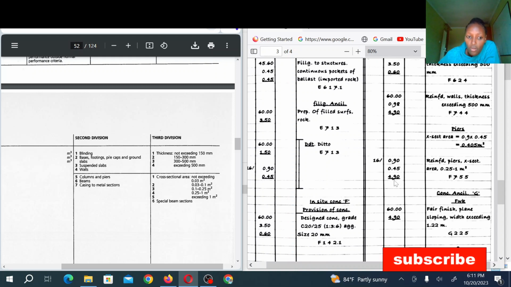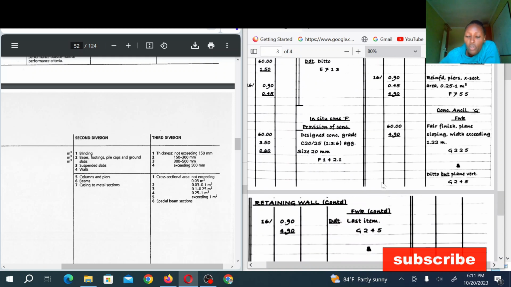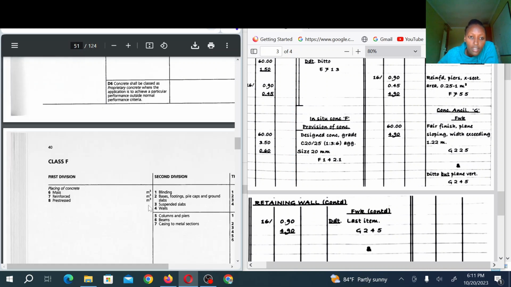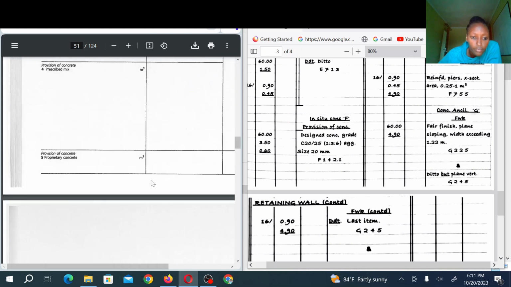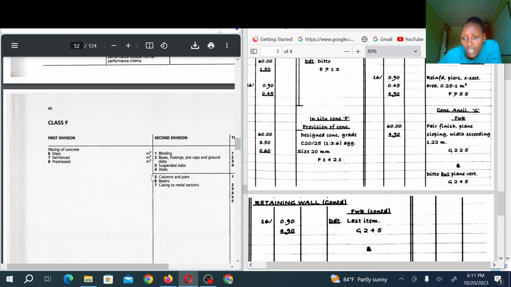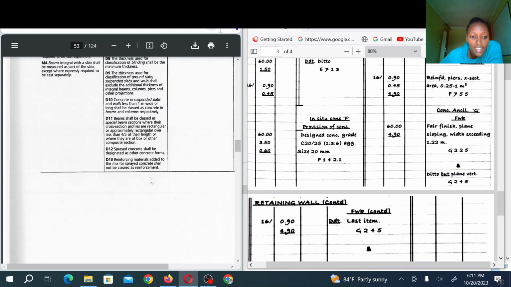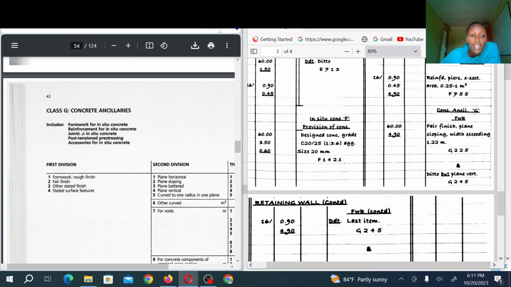So when you are placing concrete for the piers, we should take the cross section area. Then we shall go to concrete auxiliaries. Concrete auxiliaries is under class G. In class G, we have the concrete auxiliaries, which involve the formwork, the reinforcements, the joints, the post-tensioning, stressing, and the auxiliaries in situ concrete.